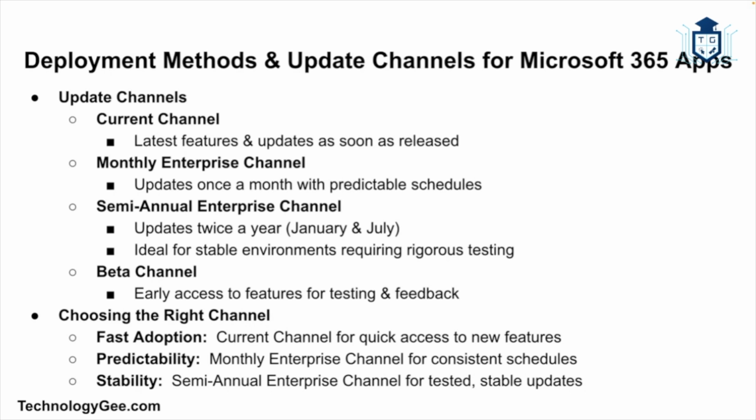The choice of update channel depends on the organization's needs. So we have what is called fast adoption. This is where you use the current channel for quick access to new features. We have predictability. This allows you to opt for the monthly enterprise channel. And then we have stability. So you can choose the semi-annual enterprise channel for environments that require testing and stable updates. But by selecting the appropriate deployment method and update channel, organizations can ensure their Microsoft 365 apps remain secure, functional, and aligned with business goals.